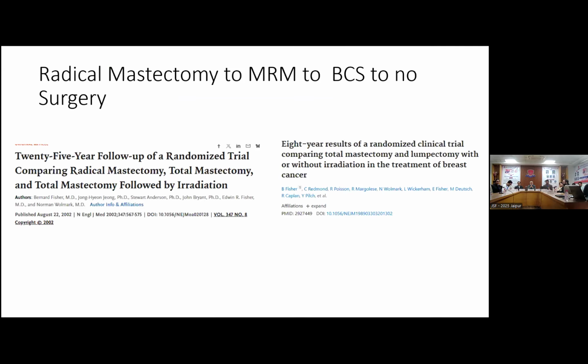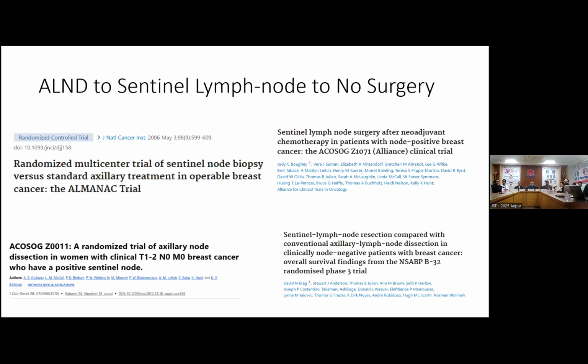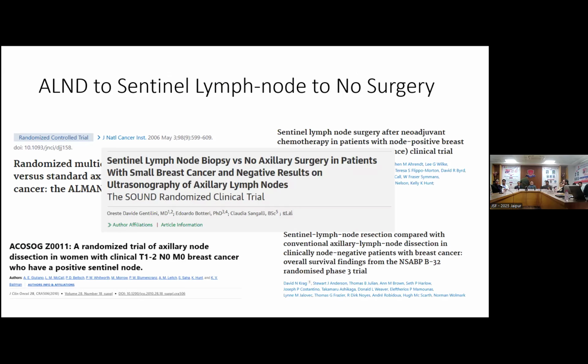So radical mastectomy developed into MRM. The primary work was done by Dr. Fisher, who showed that MRM, in which we preserved the chest wall, had no major benefit for radical mastectomies. In another study, he showed that quadrantectomies, segmentectomies, or lumpectomies were equally oncologically safe as total mastectomies. And for ALND to sentinel lymph nodes, multiple studies have been done, like the Alamanang trial, the ACOSOG trials, and now the SOUND trial, which has shown that we can even eliminate axillary dissection altogether.